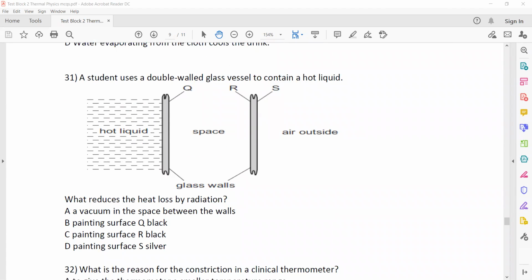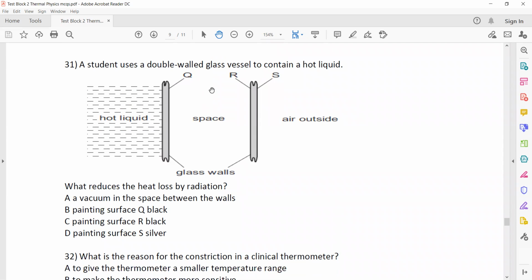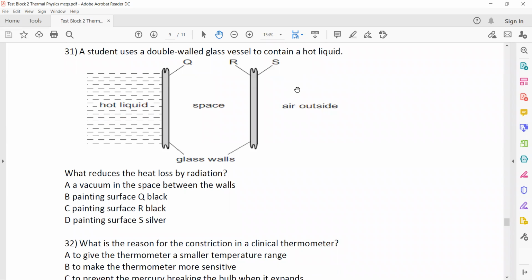Question 31. A student used a double wall glass vessel to contain a hot liquid. Hot liquid is there, space is there between the walls, and air is outside. What reduces the heat loss by radiation? How can we reduce the heat loss? I don't want the heat to escape by radiation. So how can we reduce that?